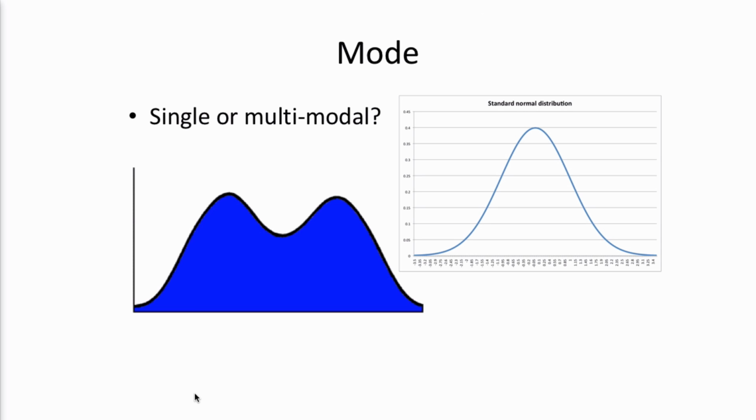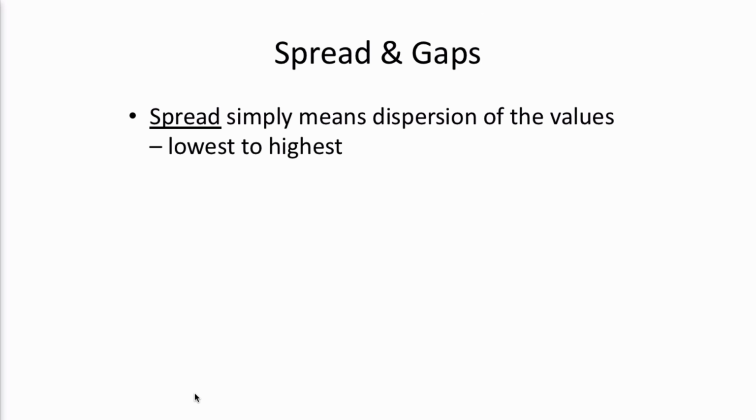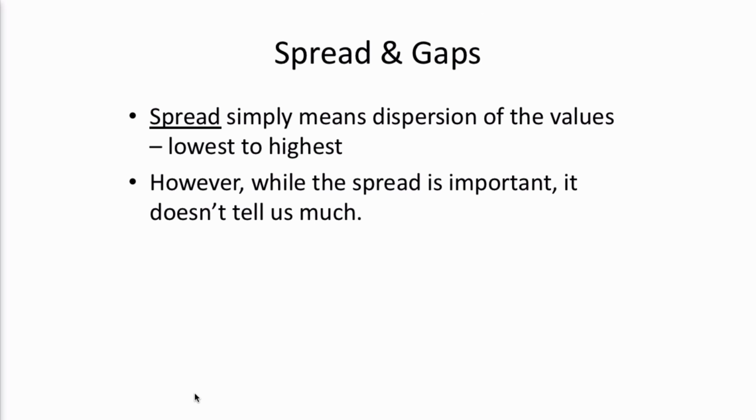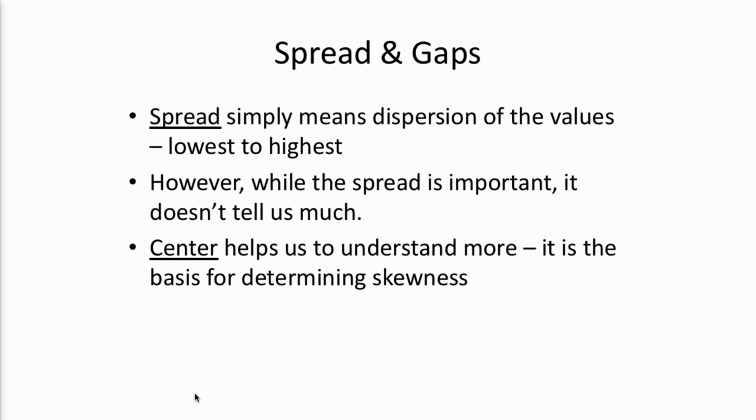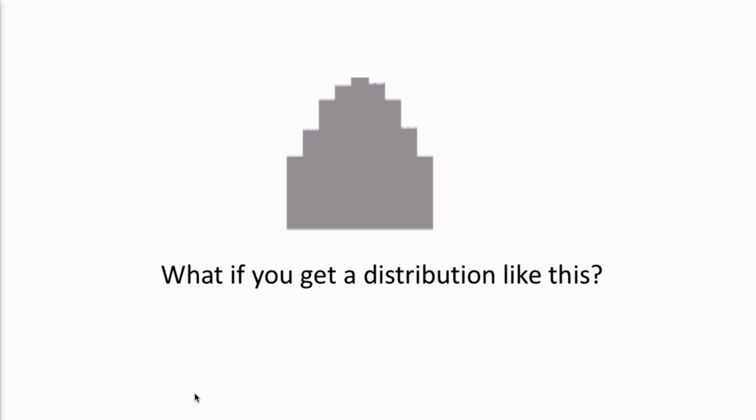And really the only way you notice that, you don't notice that from any sort of descriptive statistics of your data. You notice that when you look at it, right? Okay, you know all this stuff. Spread means the dispersion from lowest to highest. Spread's important, but it doesn't tell us a lot. It tells us that one variable might have a wider spread than another, but that doesn't mean anything because some variables will have a logically wider spread versus another. Center helps us to understand more. It's the basis for determining skewness.